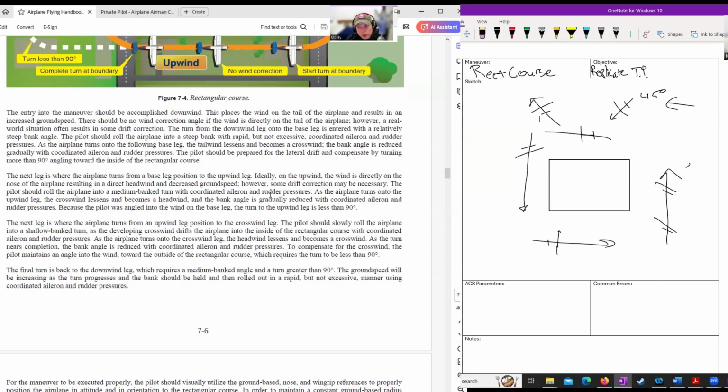The next leg is where the airplane turns from an upwind leg position to the crosswind leg. The pilot should slowly roll the airplane into a shallow bank turn as the developing crosswind drifts the airplane into the inside of the rectangular course with coordinated aileron and rudder pressure. See that word coordinated? They're constantly saying coordinated. Use your rudder.